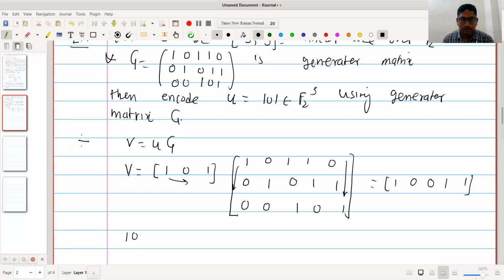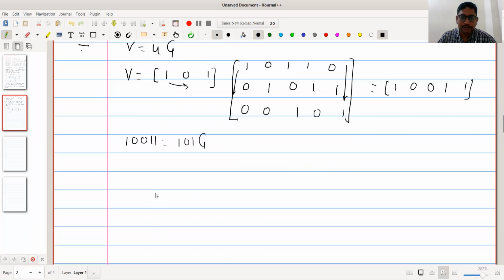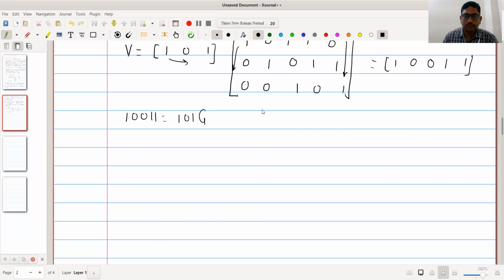1, 0, 0, 1, 1. So this U can be encoded as V, like this. So this is your V. Encoding of U in C is V.